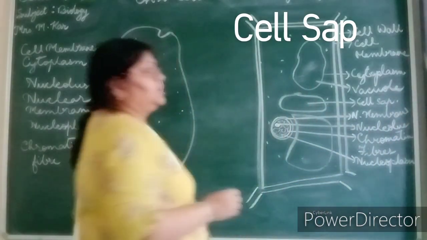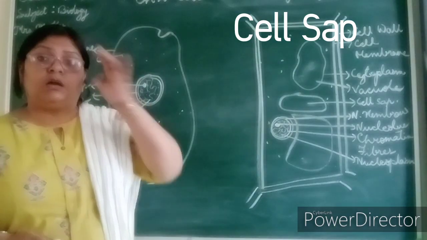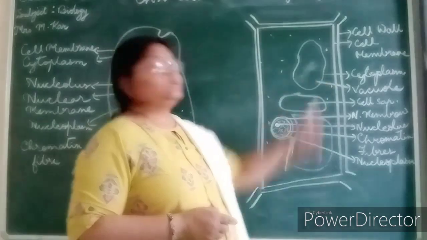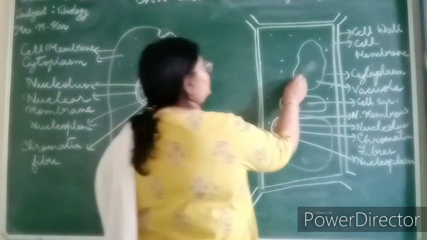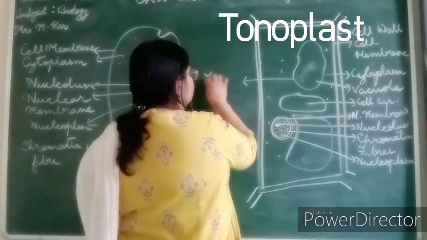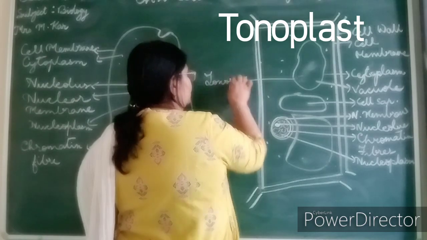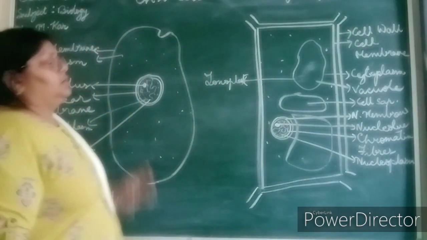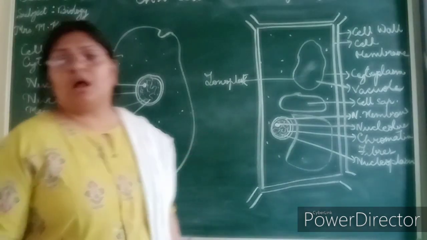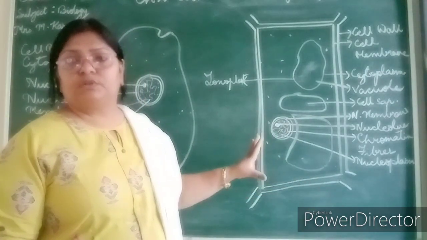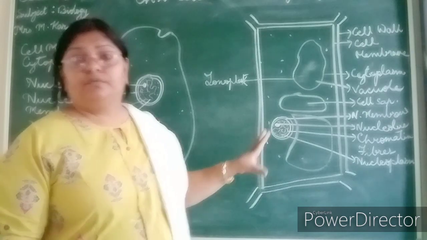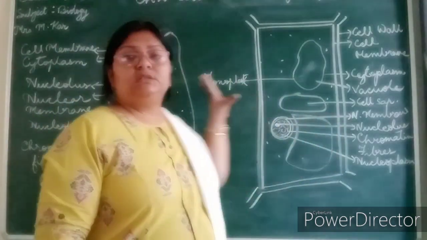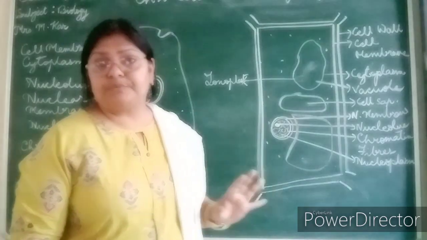The outer covering or the outline of this vacuole is called tonoplast. It is prominent in plant cells. So here we get one difference, another difference. First we said regular, not regular. This is vacuole present, vacuole is absent.